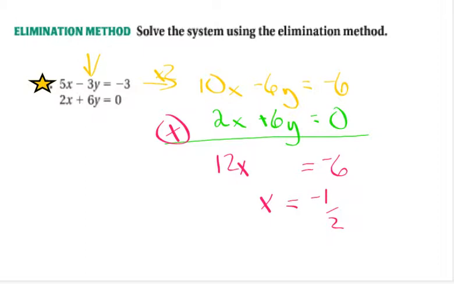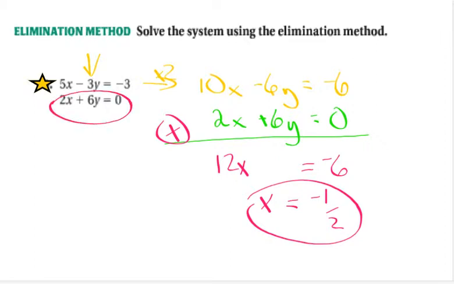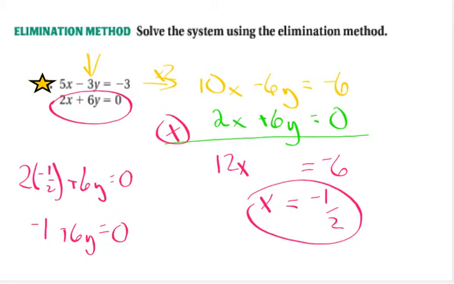But now if I go back to my equation, if I take this value and put it into one of the equations, it shouldn't matter which one. I'm going to take the bottom one because that looks conveniently nice for me. If I take 2 times negative 1/2 plus 6y equals 0 and solve that, I get negative 1 plus 6y equals 0. And if I add 1 to the other side, I get 6y equals 1, so that means y equals 1/6.